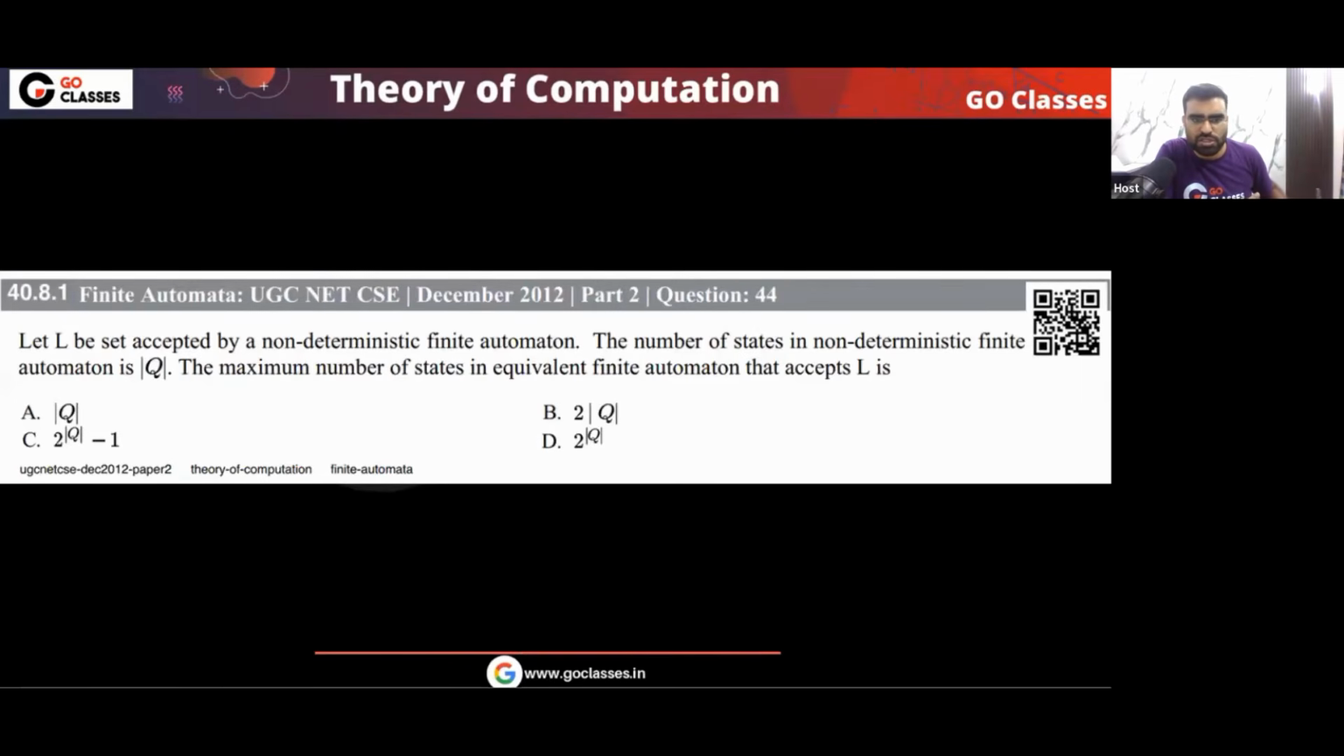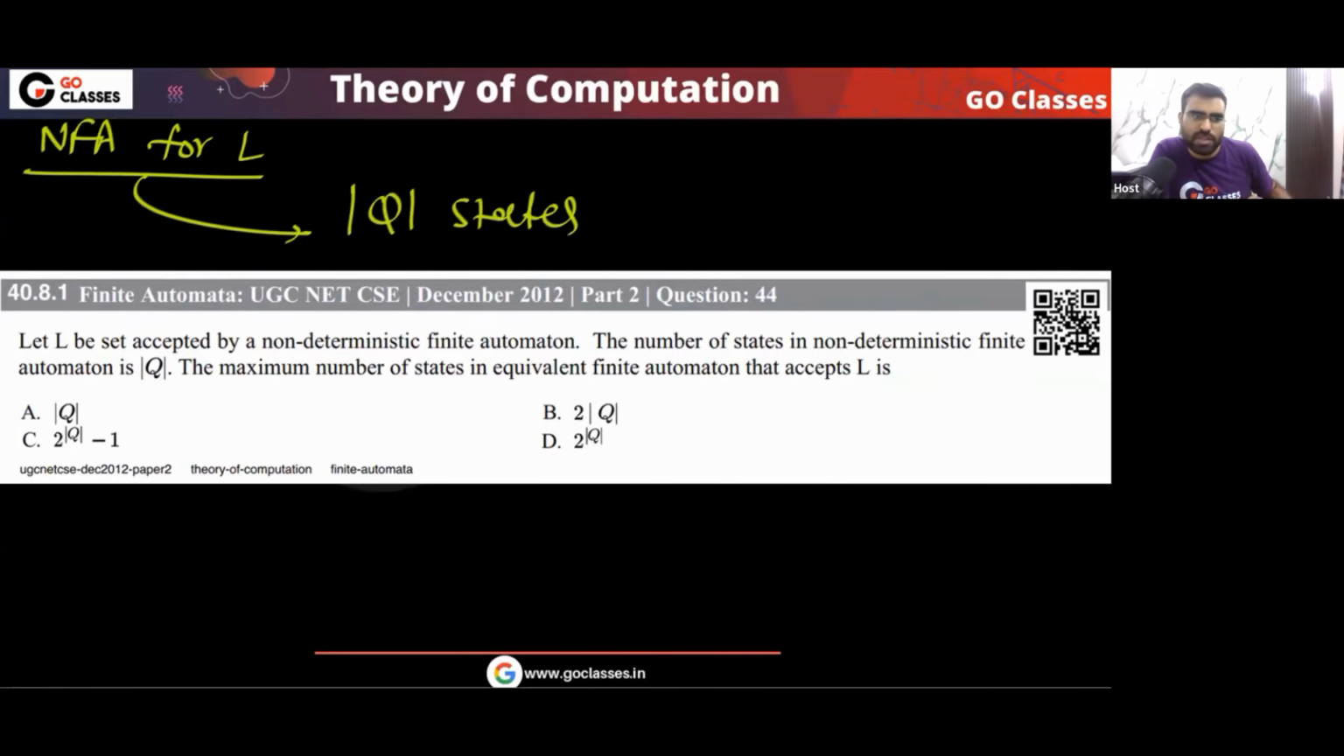Now you tell me the answer for this UGC NET 2012 question. Let L be the set that is accepted by an NFA. This NFA is accepting this language L, and the question is saying that the number of states in this NFA is Q. So there is an NFA for L with these many states. Now the question is asking the maximum number of states in an equivalent FA that will accept L.